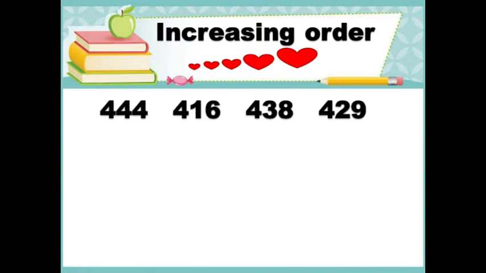So next one, we have here 444, 416, 438, and 429. So let's look in the numbers in the hundreds. So we have the 4, 4, 4, 4. They are all the same. So it means we move to the next place value, which is tens. So the numbers in tens are the 4, 1, 3, 2. So they are not the same. So we can start to compare it. So we have therefore 1, 6, 3, 2.